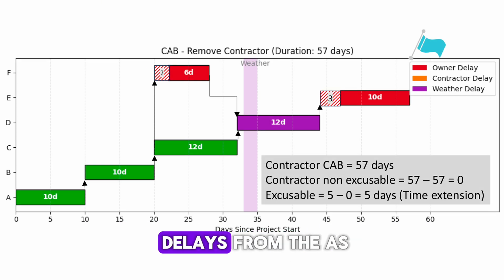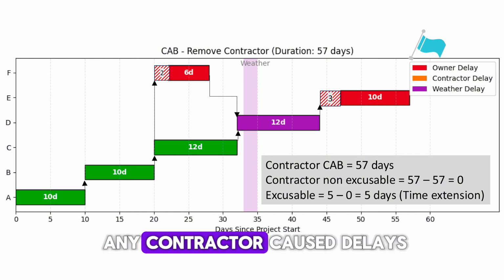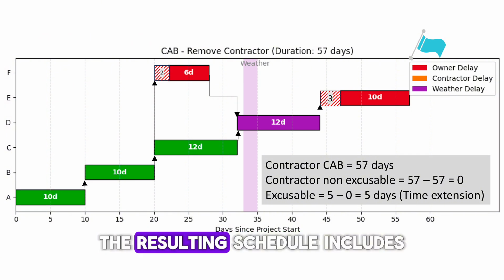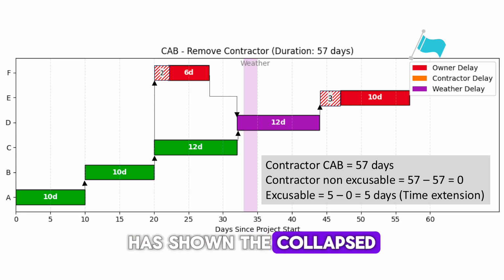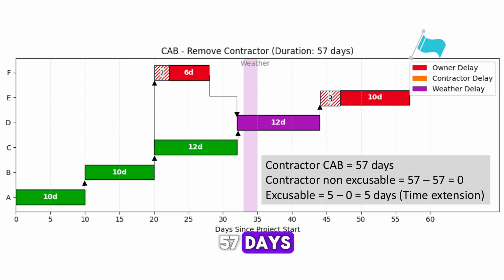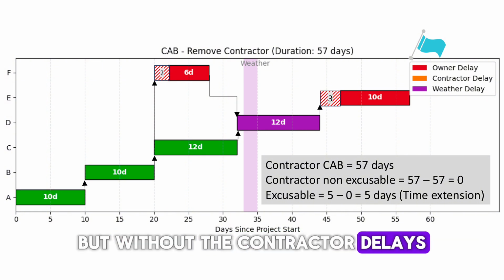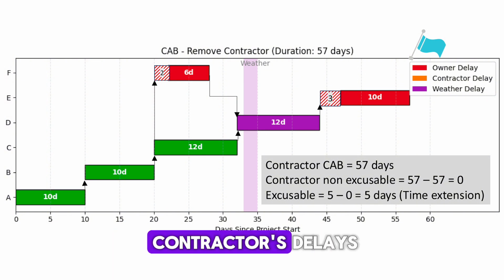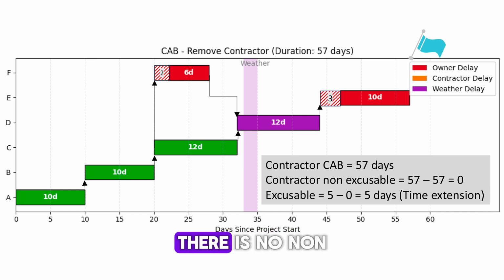We now remove these delays from the as-built schedule to create a CAB schedule without any contractor-caused delays. The resulting schedule includes only the owner and weather-related events. As shown, the collapsed schedule still completes in 57 days, identical to the original as-built duration, but without the contractor delays. This means that the contractor's delays did not cause any additional project delay. Therefore, there's no non-excusable delay attributable to the contractor.